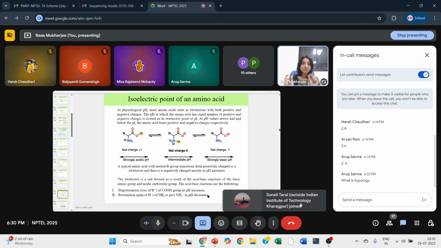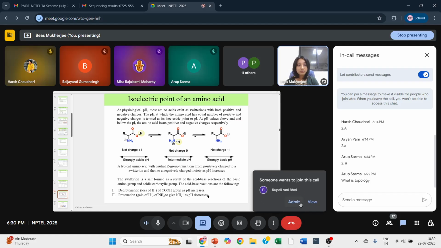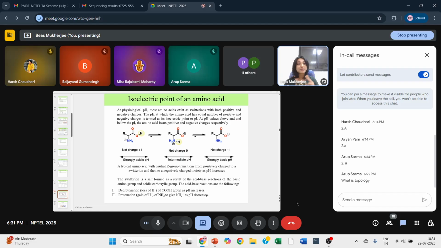Here we did not consider the side chain. See, the R group is given as R; there is no actual chemical structure for the R group here yet. The zwitterion is a salt formed as a result of acid-base reactions of the basic amino group and the acidic carboxylic group. So deprotonation of COOH, that is loss of H plus, and protonation of NH2 to give NH3 plus are the two things happening as pH increases and decreases respectively.